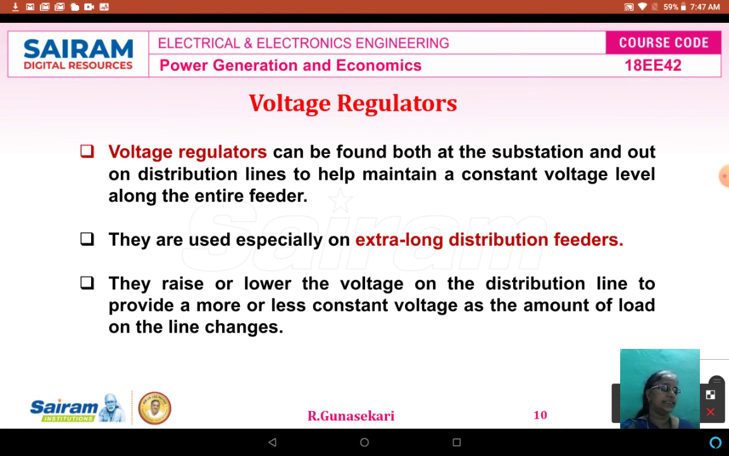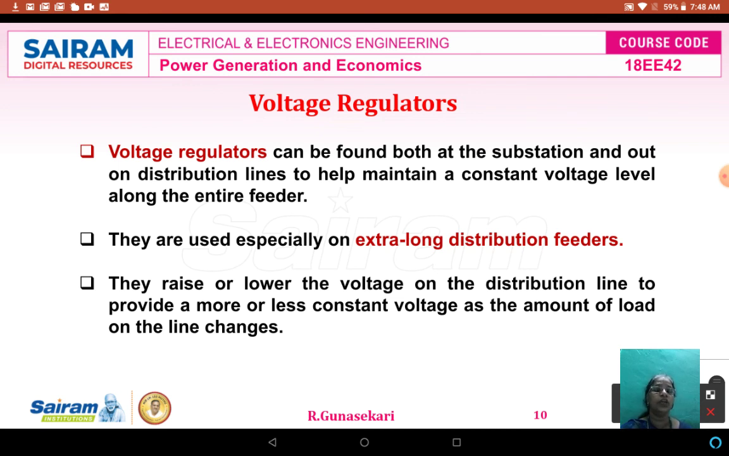On a large scale in the distribution substations, voltage regulators and transformers with on-load tap changing automatically try to regulate the supply voltage. The substation regulators are one of the primary means, along with load tap changing power transformers, shunt capacitors and distribution line regulators, for maintaining the proper level of voltage at a consumer's service entrance. Therefore, voltage regulators can be found both at the substation and out on the distribution lines to help maintain a constant voltage level along the entire feeder.